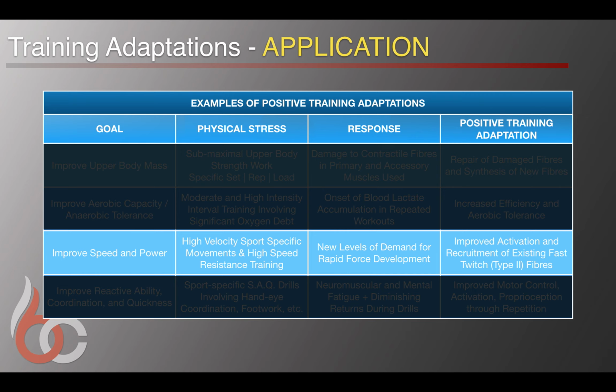We're talking about asking muscle fibers that are already there to do a better job at going to work for us when we ask them to. So again, improving speed and power simply by activating those muscle fibers a lot more often through very specific sport-specific movements and high-speed resistance training movements. That in its own way is going to increase the demand for rapid force development, and the response from our bodies is going to increase the rate of recruitment of the existing fast twitch muscle fibers, those type 2 muscle fibers.